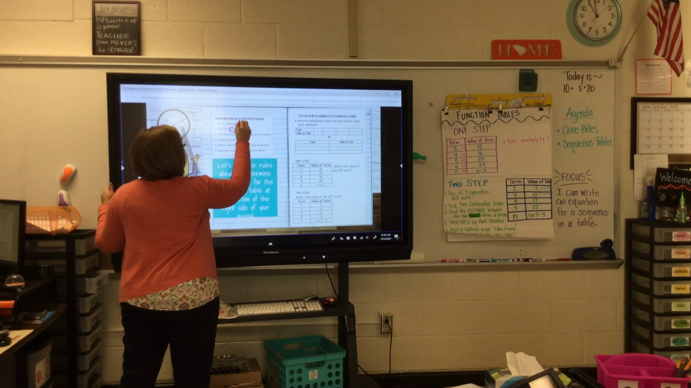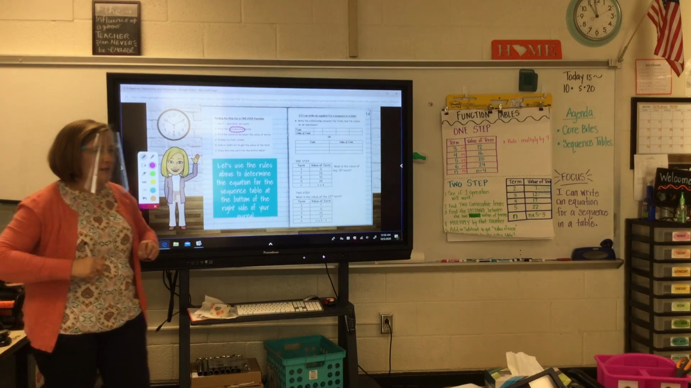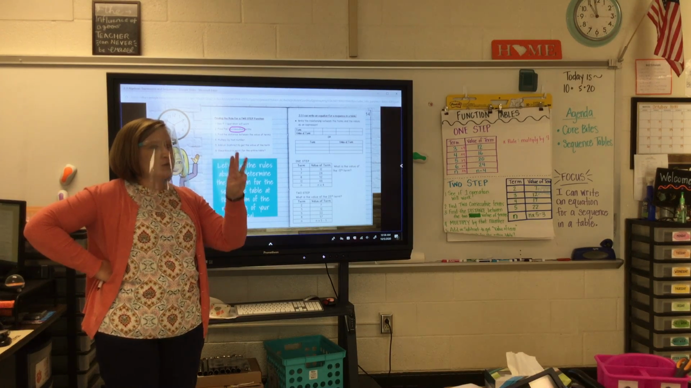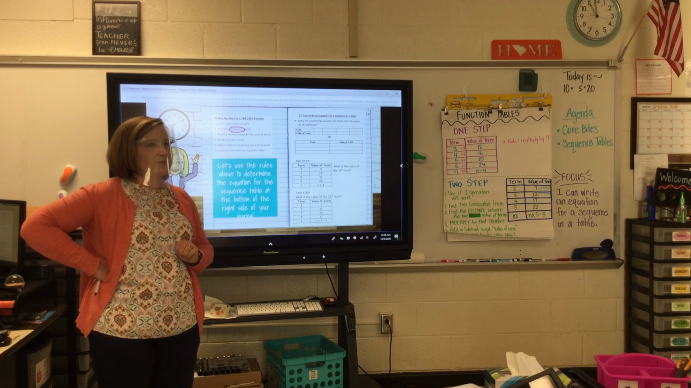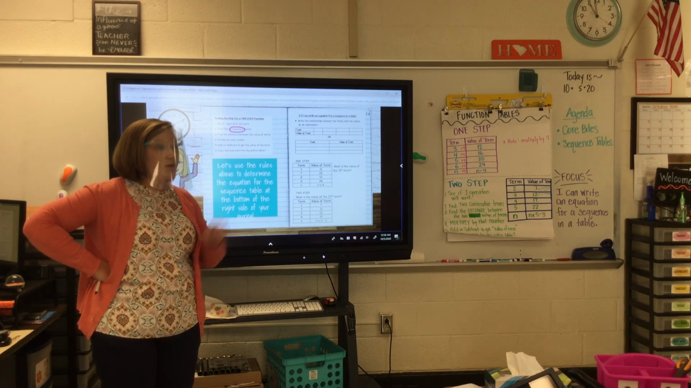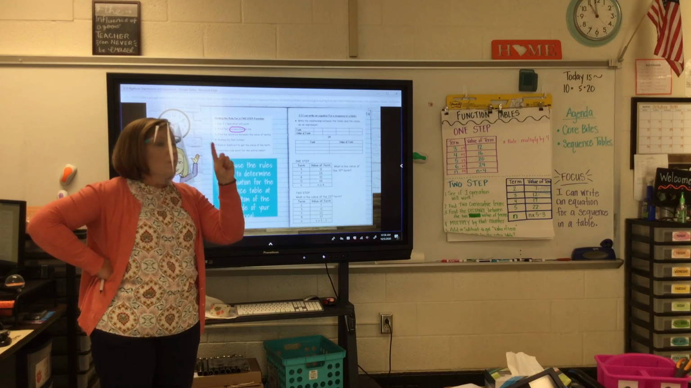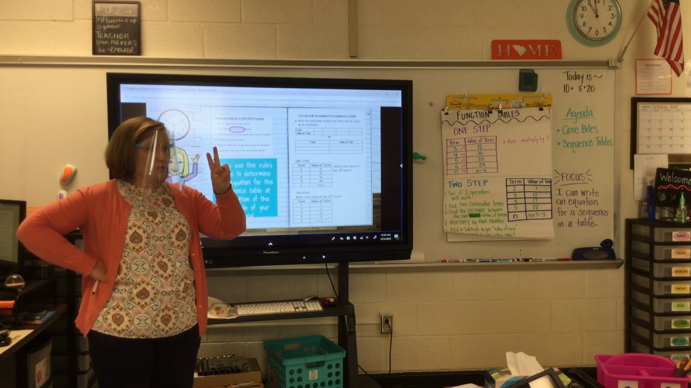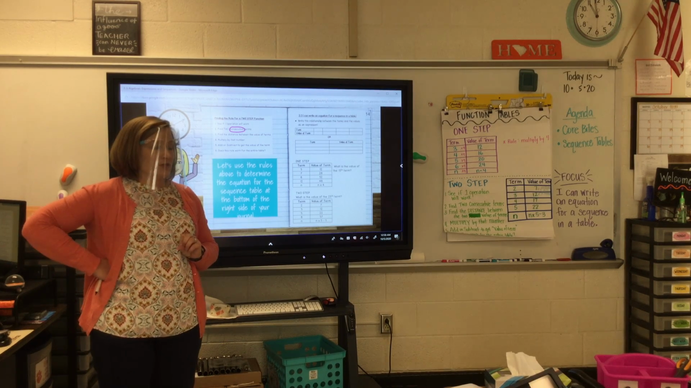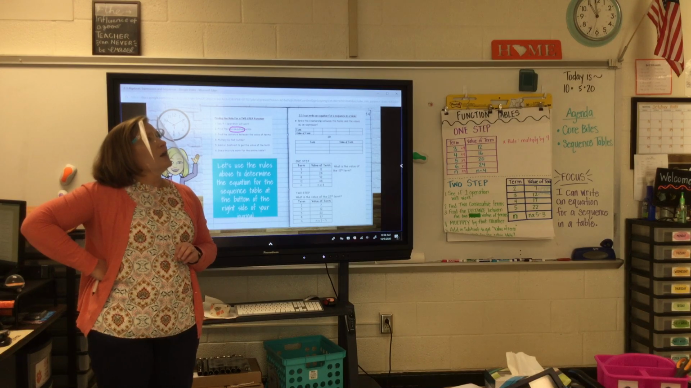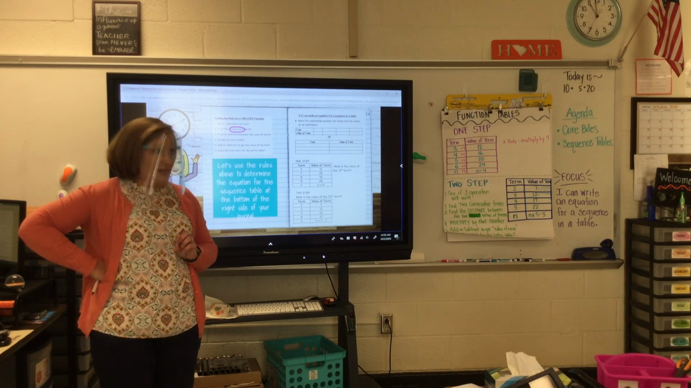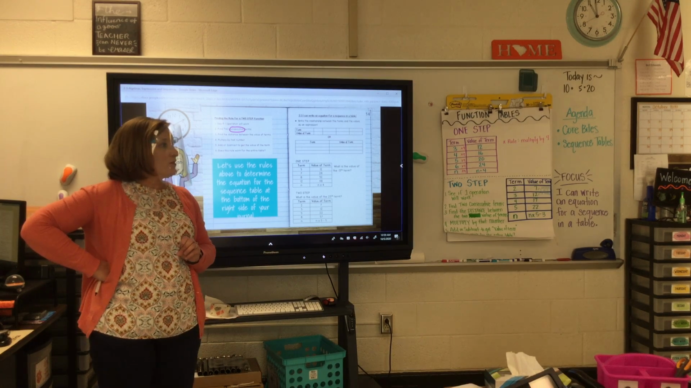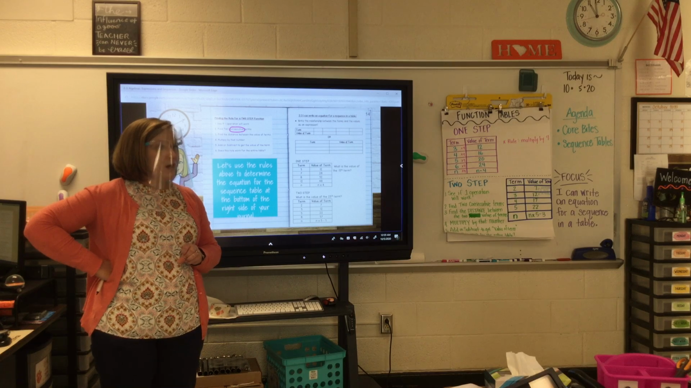What does the word consecutive mean? Does anybody know? All right, so let me give you an example. 1, 2, 3, 4. Are those numbers consecutive? Yes, because they're right next to each other. 1 and 3, are they consecutive? No, because what did I skip? The 2. 8 and 10, are those consecutive? No. 11 and 12? Yes. 22, 27? No. 33, 34? Yes. 1, 5? No.